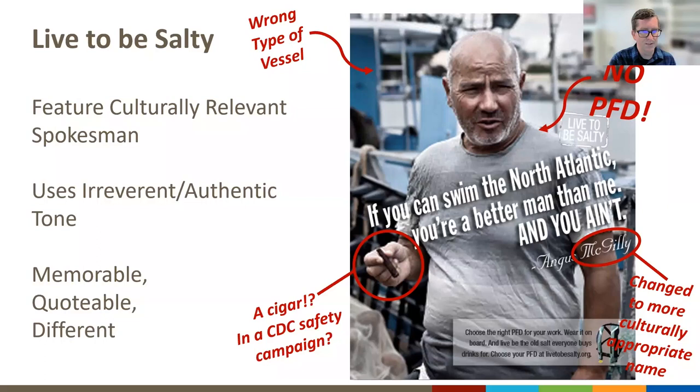We also wanted to change the type of vessel to match the kinds of vessels that our target audiences work on. A commercial fisherman looking at this picture would know that this is not a gillnet vessel, a salmon gillnet vessel, or a crab vessel up in the Bering Sea. This is more of an East Coast type of vessel. The cigar that he's chomping on there was probably not going to be appropriate for a CDC safety campaign.